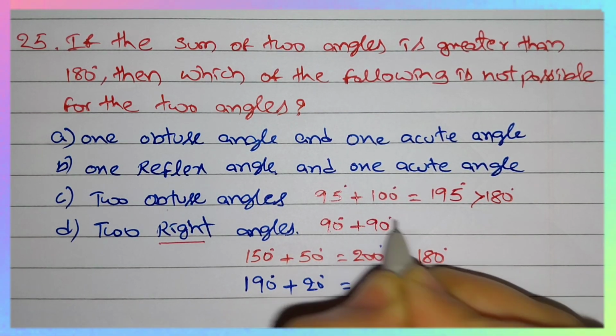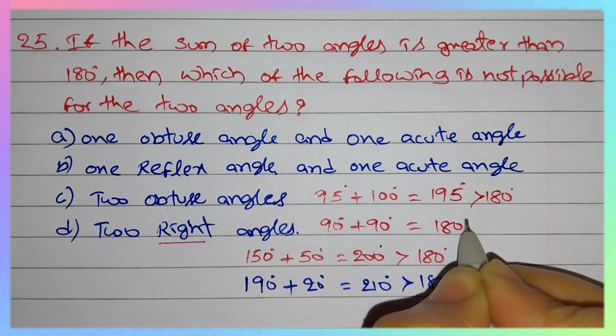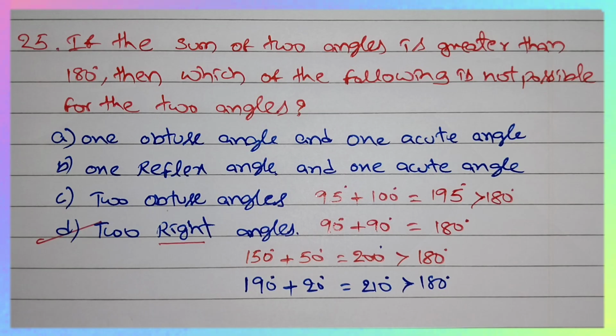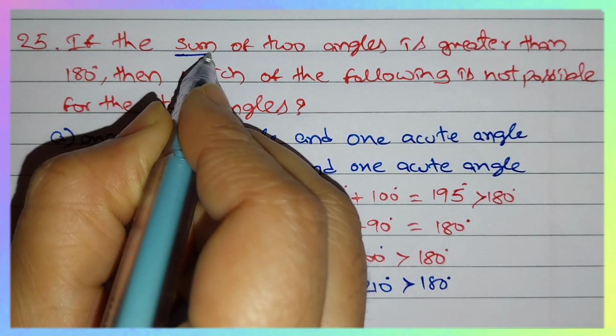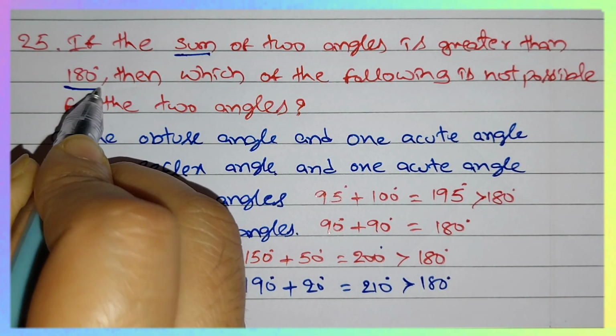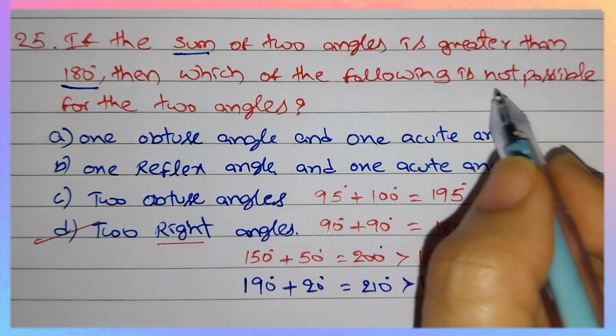The last option, D, two right angles. A right angle means 90 degrees. 90 degrees plus 90 degrees equals 180 degrees. So, the sum of two right angles is exactly 180 degrees, not greater than 180 degrees. So, option D is correct.